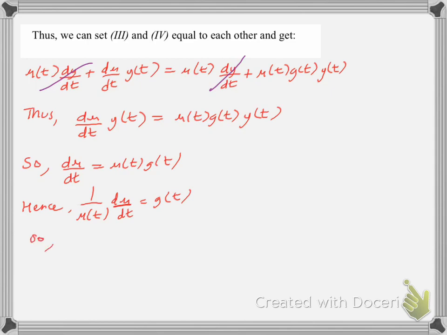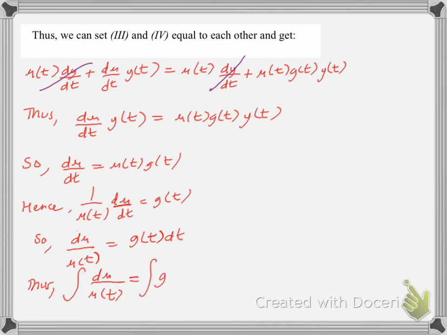So we can integrate both sides. Actually, then we can multiply both sides by dt, right? So it looks sort of like our separable equations, correct? So we'll have d mu over mu of t equals g of t dt. Thus, integrate both sides: the integral of d mu over mu of t equals the integral of g of t dt.